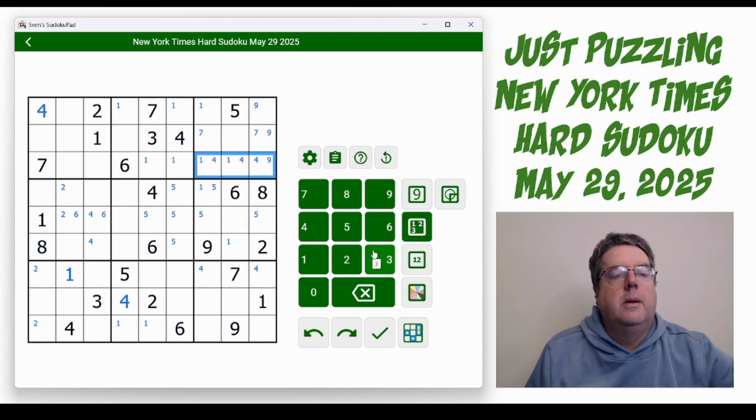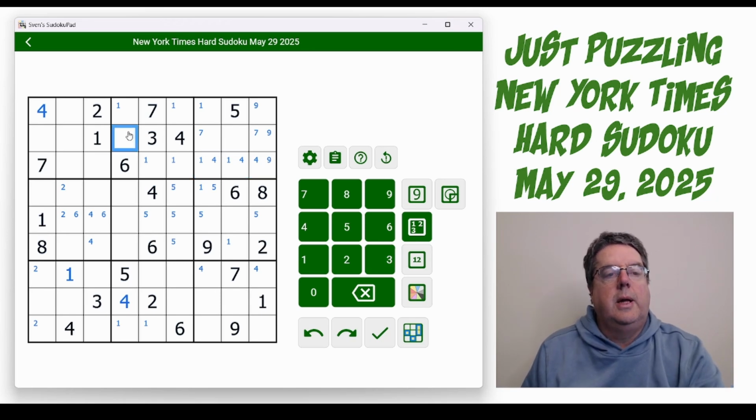Okay. 4, 6, 5, 2. Let's have a play with this. So 1 is there, 2 is either here or here. Because of this 5 here and this 5 across here, 5 can only be there. That means that 5 is one of these two here.